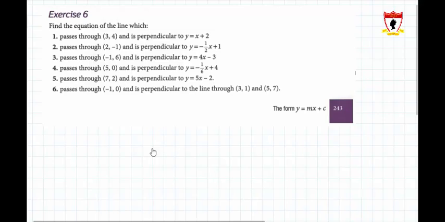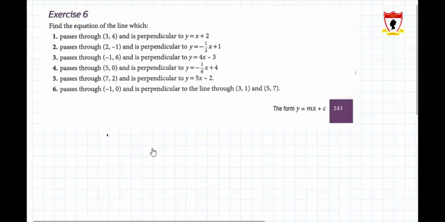Before we start, in the previous tutorial, we learned that when two lines are parallel, their gradients are equal. And today, we have to memorize this. When two lines are perpendicular, the product of their gradients is equal to negative 1.